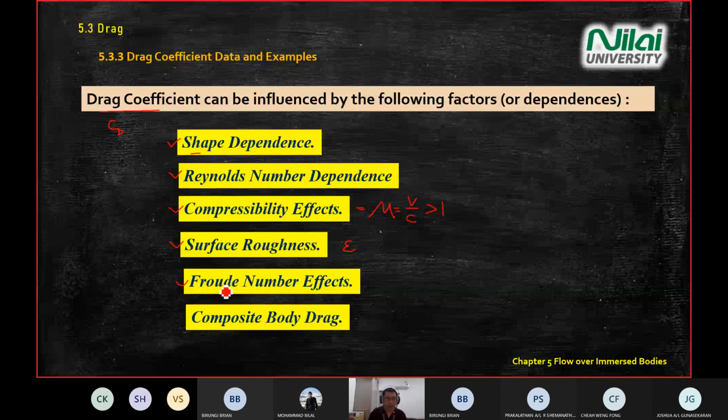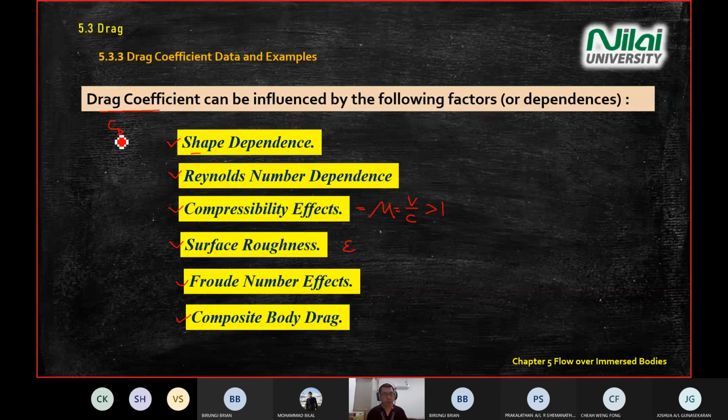Then Froude number, again we introduce this one. This one is more on open channel and waves. And composite body drag, we will discuss what this is later on. So they are 1, 2, 3, 4, 5, 6. These are the 6 factors that can influence your drag coefficient. Again, there are many things that you can discuss for your assignment already. You can discuss the shape, the Reynolds number, the compressibility effect, the surface roughness, the Froude number if you're able to, and the composite body drag if you want to.